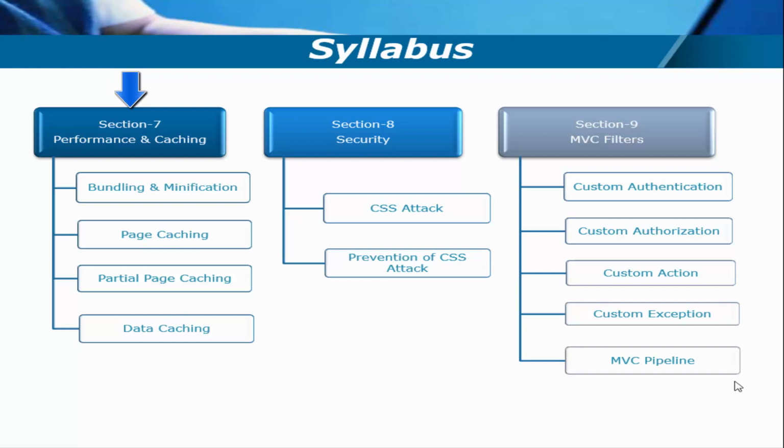In caching, we cover what output cache, partial page caching, and data caching are. Section 8 covers security. In that, we will cover what a cross-site scripting attack is and how we can prevent it using MVC. Section 9 covers MVC filters, which implement custom authentication, custom authorization, custom action, and custom exception filters, covering authentication, authorization, logging, and handling exceptions respectively. We will also cover the MVC pipeline in detail.